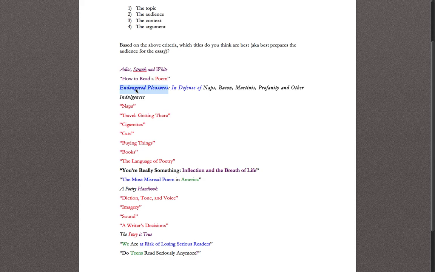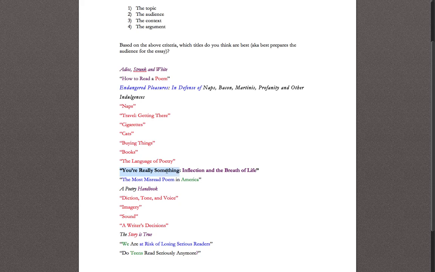And it is a little abstract, though. Endangered pleasures. Well, what are those endangered pleasures? I'm interested, but I don't get it. So she uses the second half of the title to be a little bit more straightforward. Where this might be a little indirect or creative, this is very direct: in defense of, and here are the certain topics. Maybe you consider a title like that.